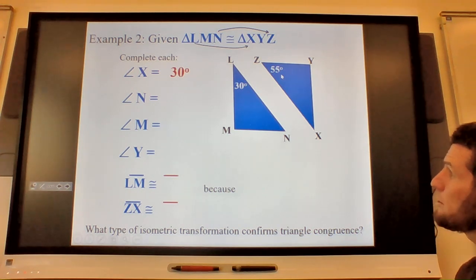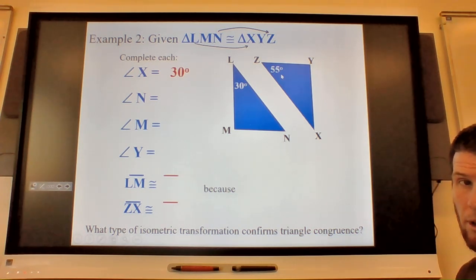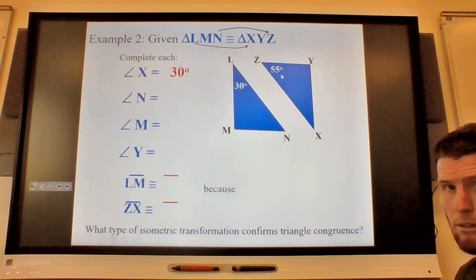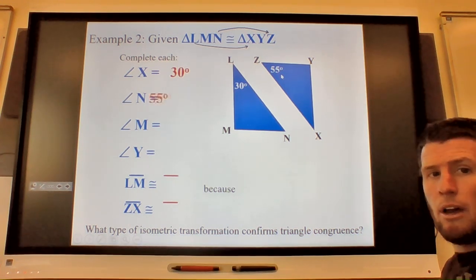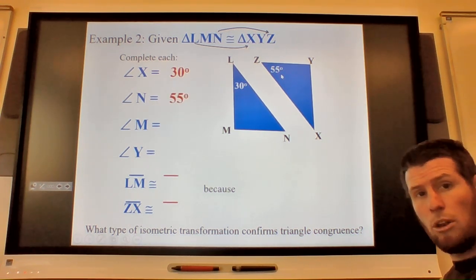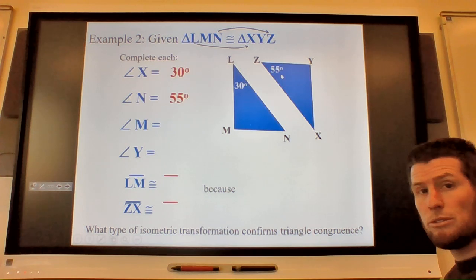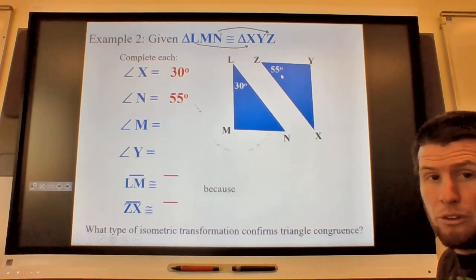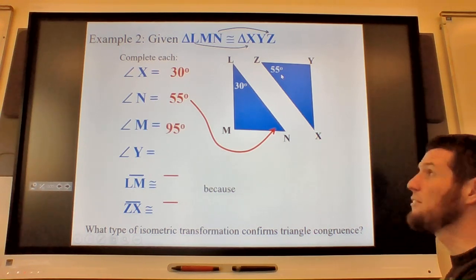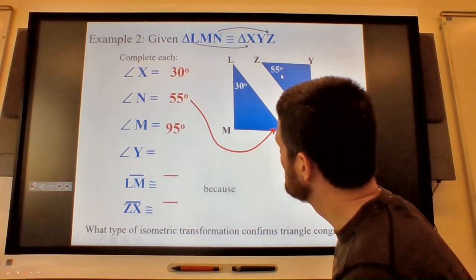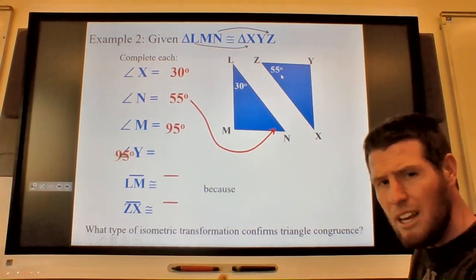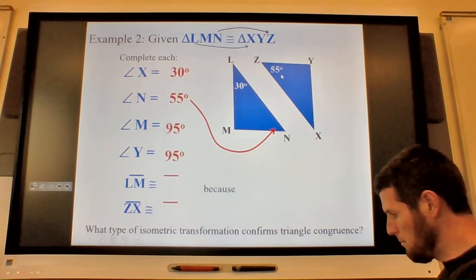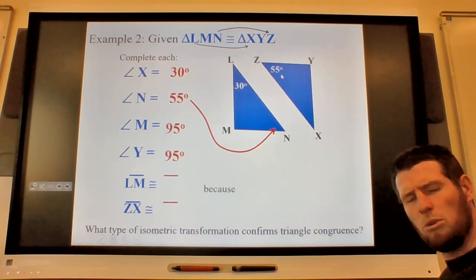So hopefully you found that X would be congruent to L. Those are both 30. N has to be congruent to Z, 55. You have to use the triangle sum theorem a little bit here to find the remaining angles, which M and Y are congruent to each other. Add them up, subtract from 180. You should have gotten 95 for both of those. They look like they might be obtuse, so not terribly drawn off the scale on there, but maybe close.